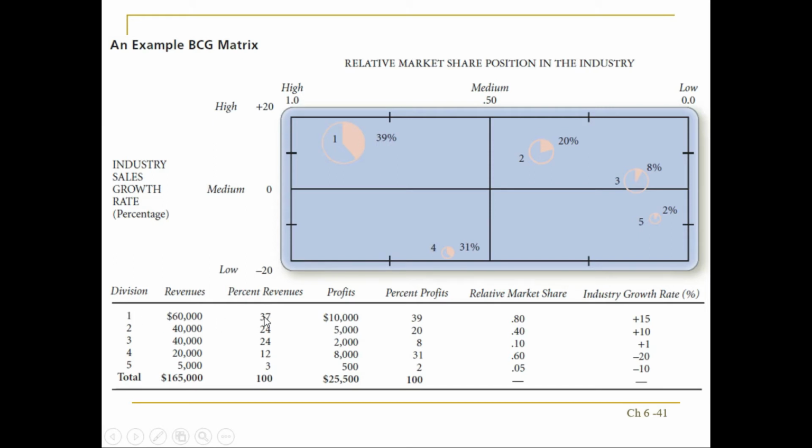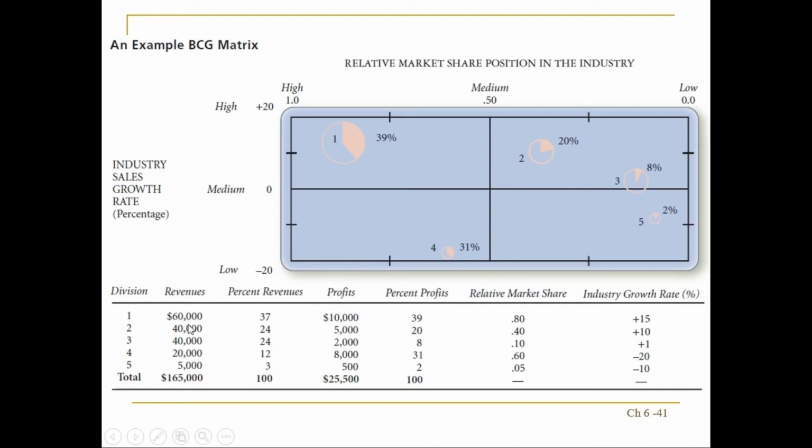So the first division is carrying 37%, the second division 24%, the third division also 24%, the fourth division 12%, and the fifth division 3%. So in total the 100% of the revenue is distributed among the different divisions. In the next column the profit is calculated. You must know the difference between revenue and profit. Revenue is the total sale, what you sell the product for in overall value, but when the cost is deducted from this revenue, the amount left is called profit.